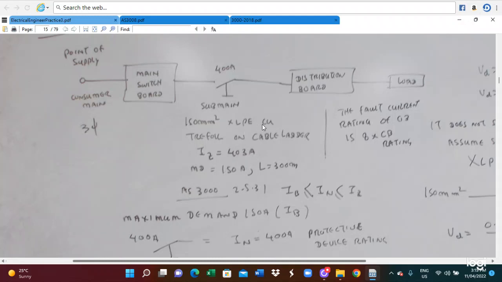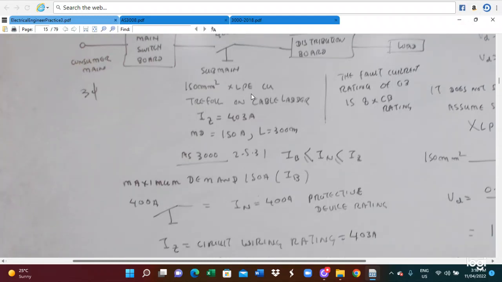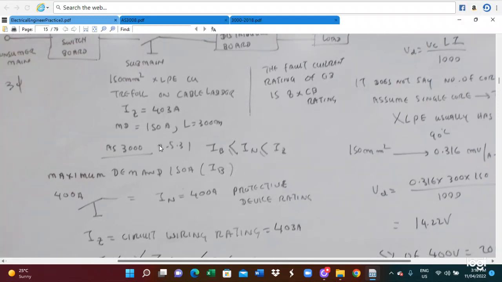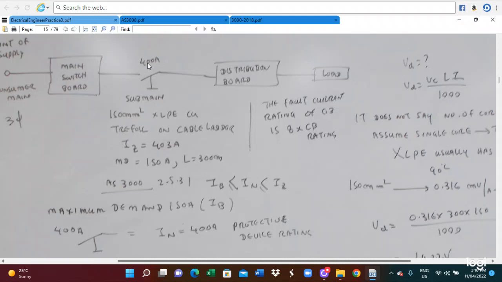The copper conductor is given, with active, phase and earth conductor included, arranged with the 3.5, and the IZ value is 403 ampere. This is a maximum demand of 150 ampere. Length is 300 meters. And also the fault current rating of the circuit breaker is 8 times the circuit breaker rating. So in this case, we have to follow this: IB is less than IN is less than IZ. So the maximum demand current IB is 150 ampere. IN is the protective device rating, given as 400 ampere.